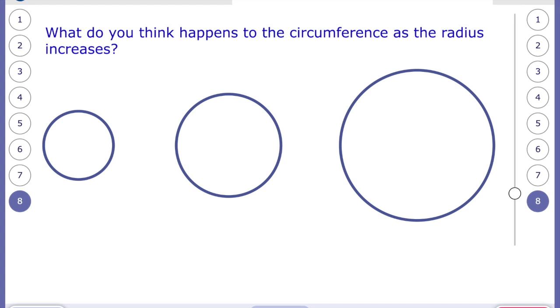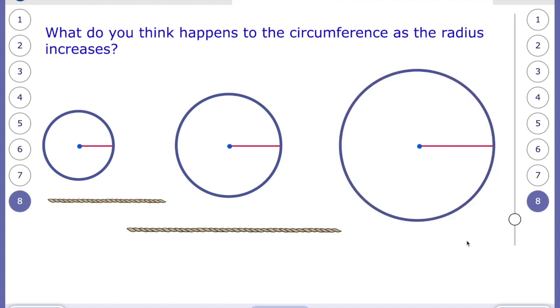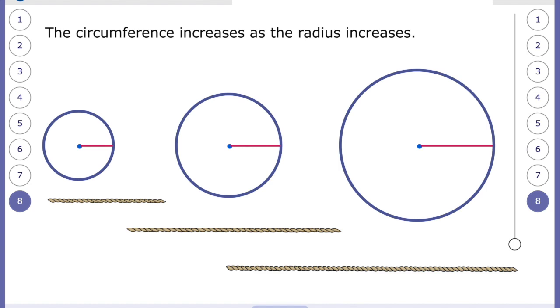So what do you think happens to the circumference as the radius increases? Remember, the radius is the distance from the centre to the outside, as you can see here. Well, have a think. And as you can see on the video, we've put ropes around them. We've laid the ropes out in a straight line, and you can see that as the radius increases, the circumference also increases.